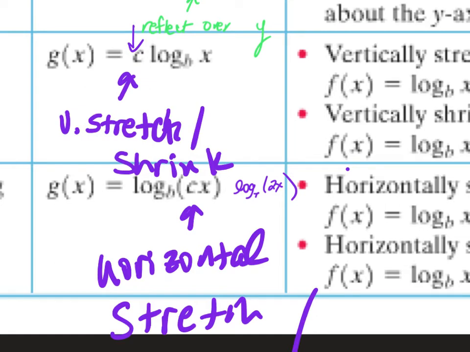Anything that's with the x is the opposite. If it says x plus 2, you'd think it moves right, but it goes left. If you have a negative with the x, you'd think it would reflect over the x, but it actually is over the y. Anything that's with the x inside the parentheses is always the opposite of what you would naturally think in your head.